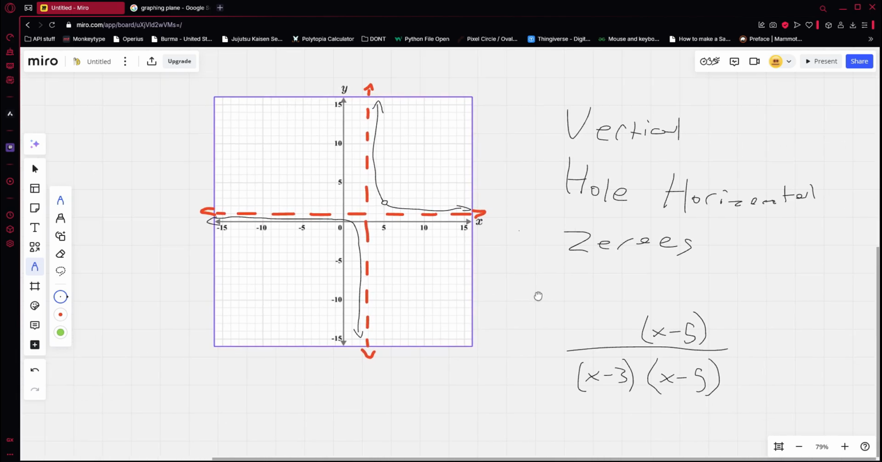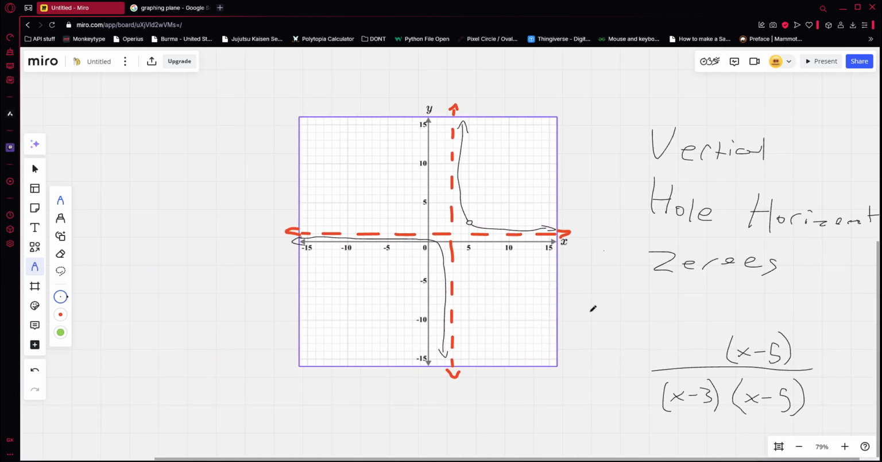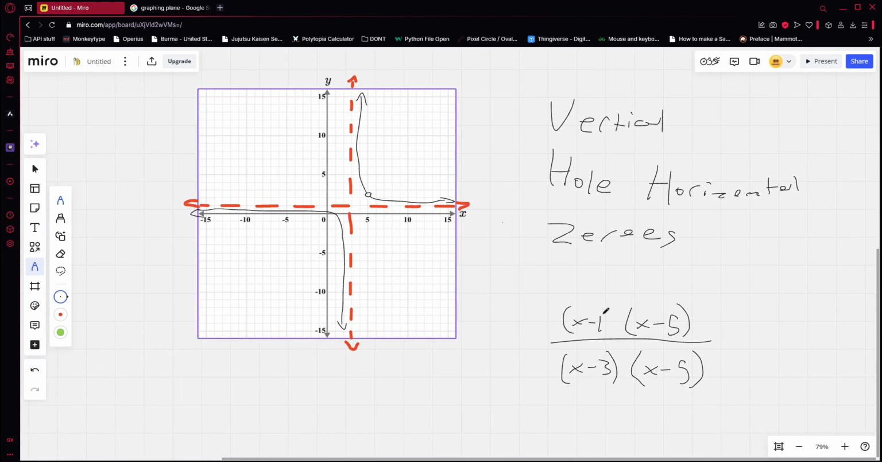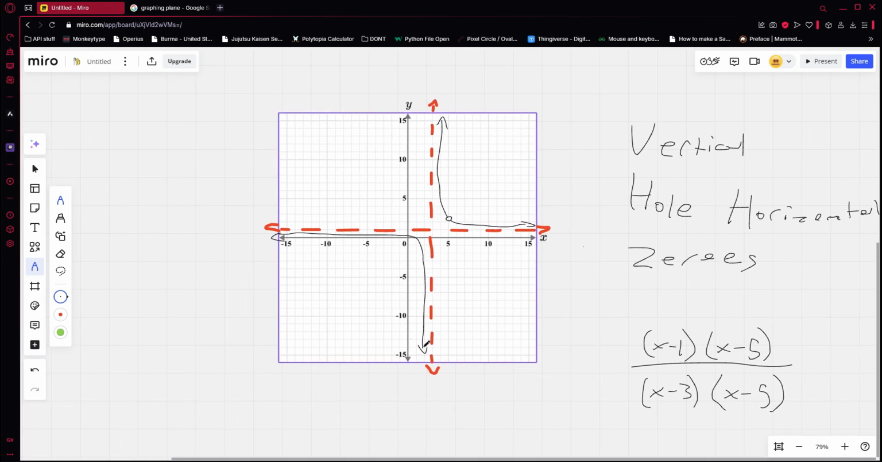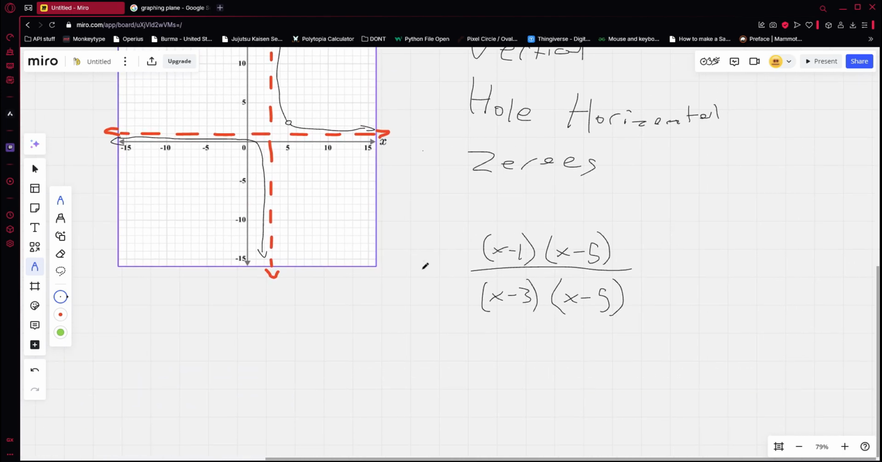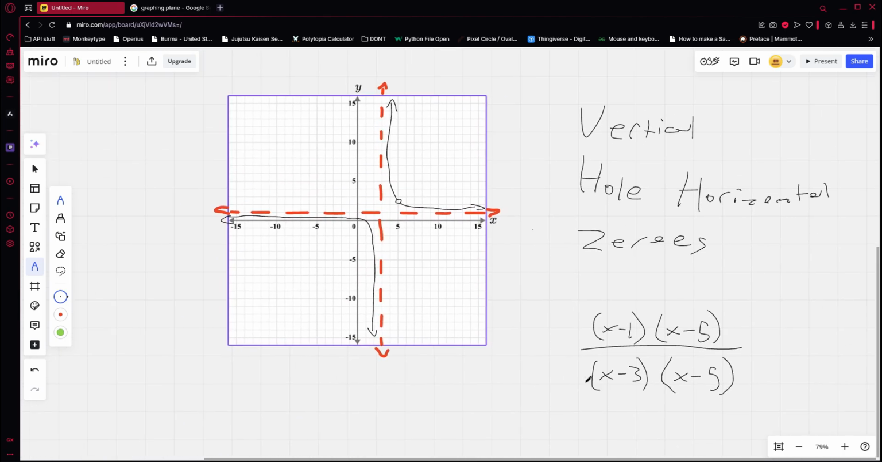Because zeros, remember, zeros are in the numerator. And that is some information that's easily available to us. Right there. There's a 0 at x equals 1. X minus 1. Now, is there any more information we're missing? We have our horizontal. If we were to multiply these, we'd get x squared, x squared. Okay, horizontal is good. X squared over x squared is 1. And then we have the horizontal at 1.